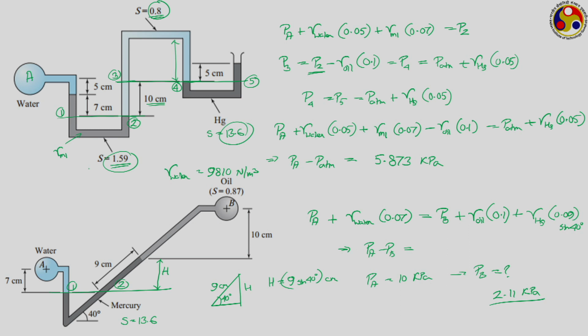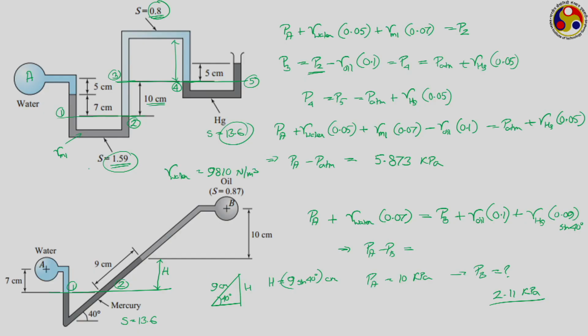So, this way we can easily solve any problem involving simple manometers or even inclined tube manometers. We have also discussed micro manometers in the previous lecture, but I have not included any problem related to that. You can refer to any fluid mechanics textbook to get relevant problems and a more elaborate discussion on the relevant topics.